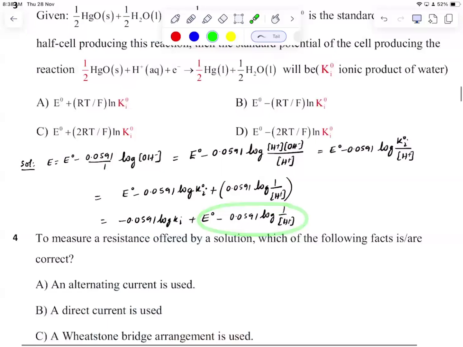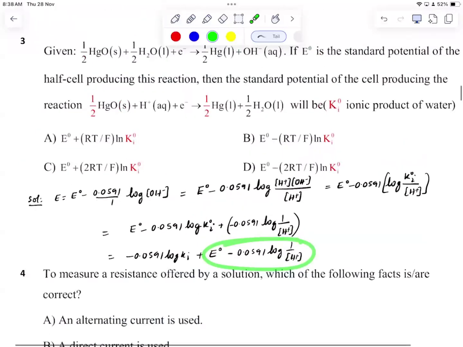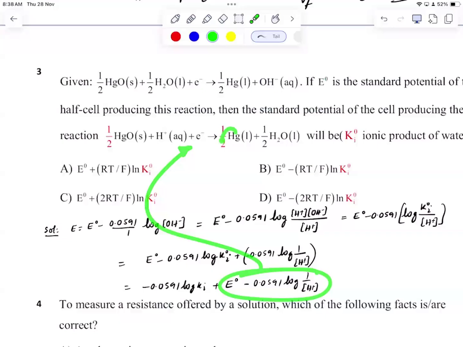E naught plus 0.0591 into log of 1 by H plus concentration. If you notice this, the minus has been multiplied inside here like this. So minus of this entire thing and minus of this entire thing. Okay. Now notice this carefully. What is this value now? This is the E naught value for this equation because this is liquid, HGO, and only H plus is present. So this is exactly what you will have to get, isn't it?